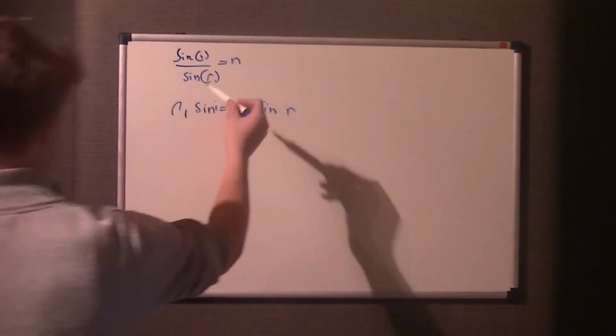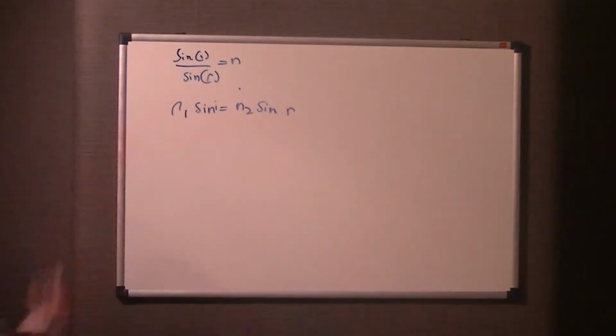So that comes from that. That is the basis for Snell's law, and we can rearrange that to find incident angles. I will give you some questions at the end of this video. You can have a quick snapshot and have a go.